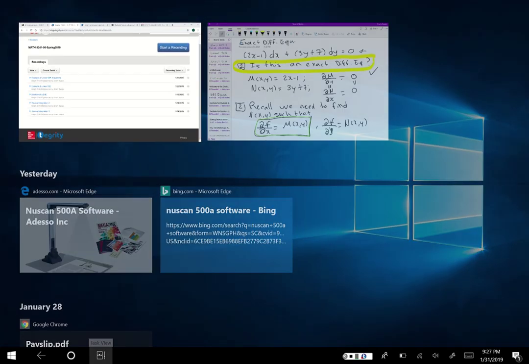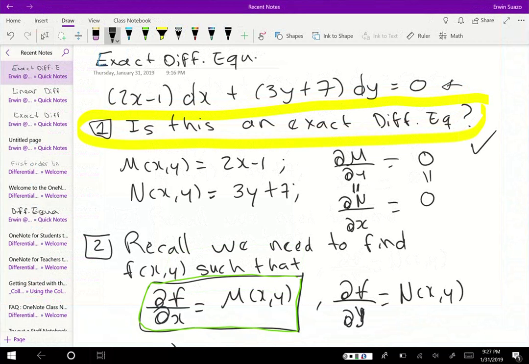Okay, so we're going to solve an example of a differential equation. So let me choose this. This is the equation we're going to solve: (2x minus 1) dx plus (3y plus 7) dy equals 0. So we have basically 4 steps to solve this differential equation.